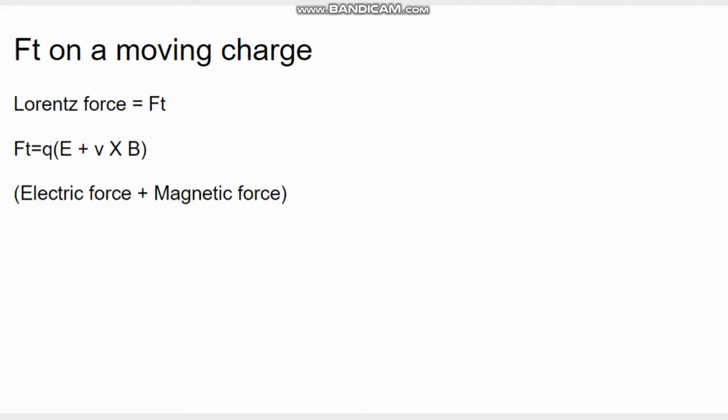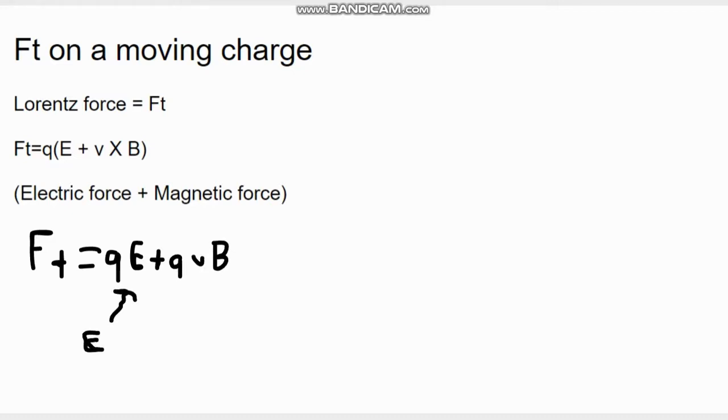The total force on a moving charge is known as a Lorentz force, and the equation for it is Q times E plus V cross B. And you can also see it as the electric force plus the magnetic force, because you can rearrange the equation to make it the total force is equal to the electric force plus the magnetic force.